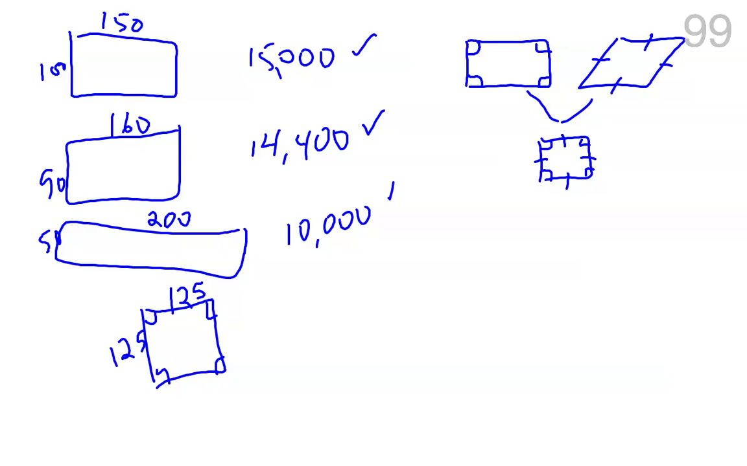Now, not every rectangle is a square. Not every rhombus is a square. But every single square is a rhombus. And every single square is a rectangle.